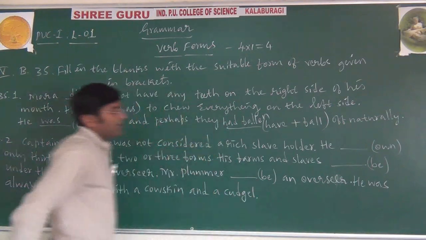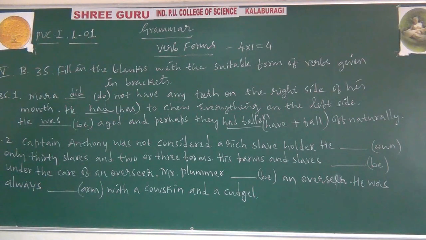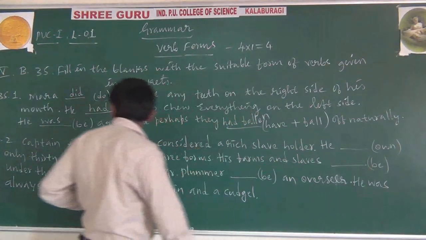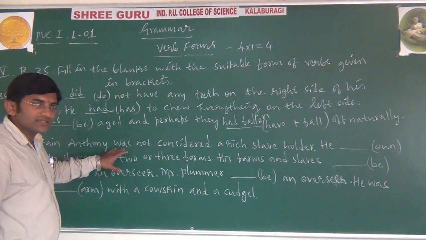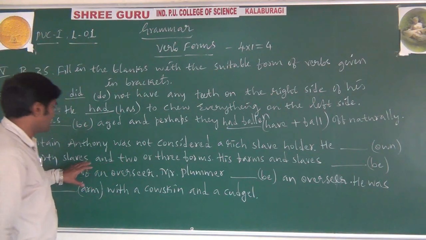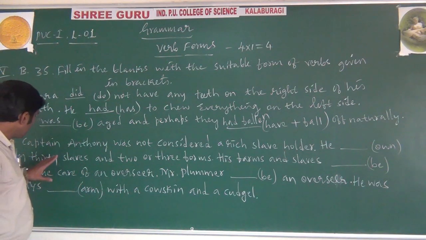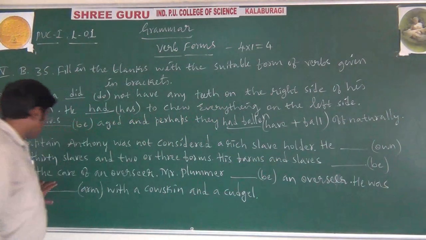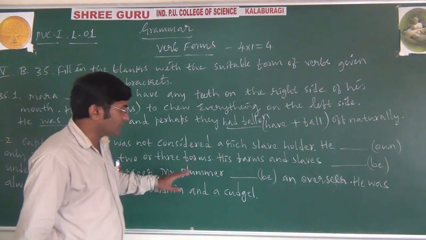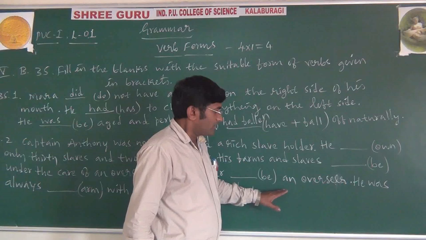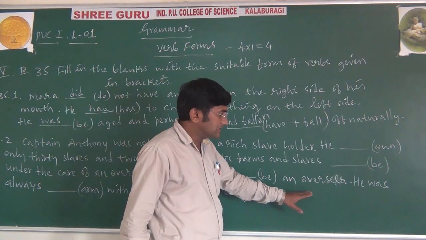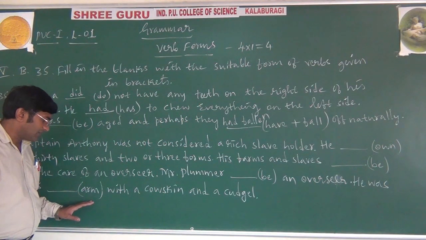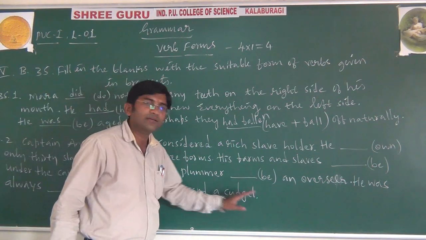Well, my dear students, this is into past tense, right? Captain Anthony was not considered a rich slaveholder. He owned only 30 slaves and two or three farms. The first sentence is into past tense, the second sentence is into present tense, right? These farms and slaves, dash, under the care of an overseer. Mr. Plummer, dash, B-E in bracket, an overseer. He was always, dash, bracket start R bracket close, with a cow skin and a cousin.